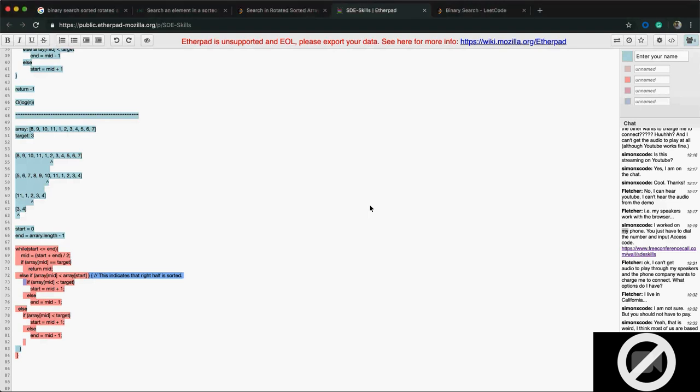I believe there is one more condition. We take the condition where mid is less than array of start. That indicates the right half is sorted. And then if you are saying this left half is sorted and the right half is rotated, what if the whole array is sorted? And I think we can add some equality condition somewhere.